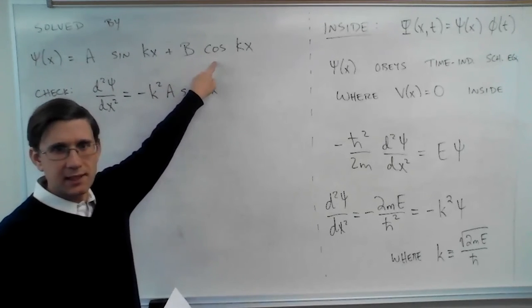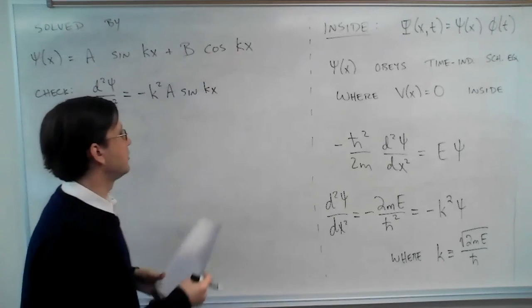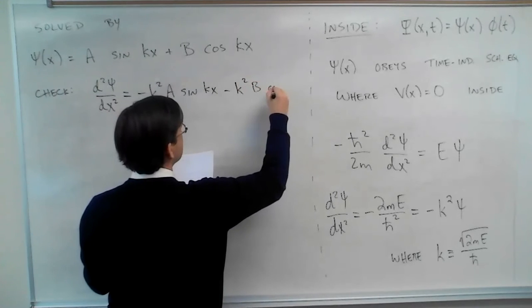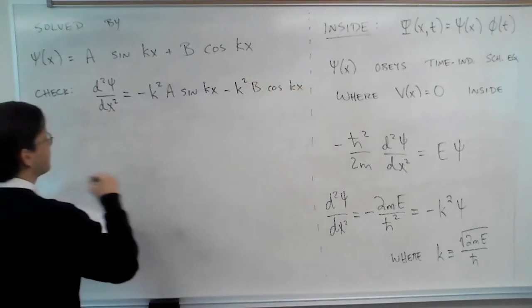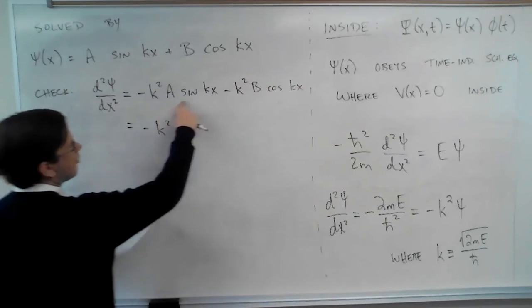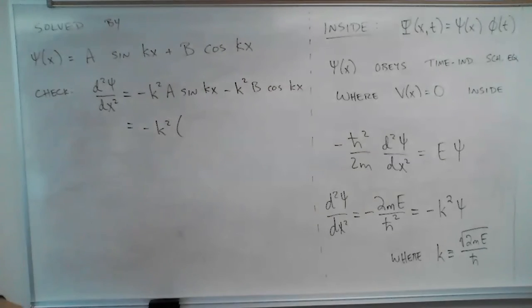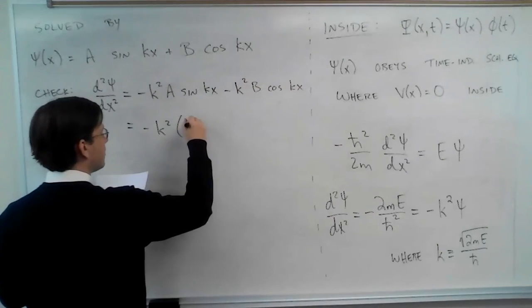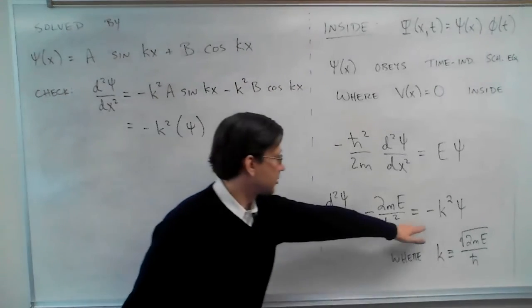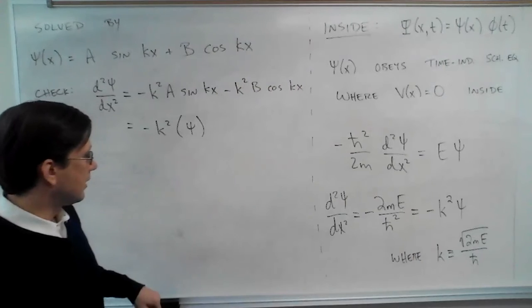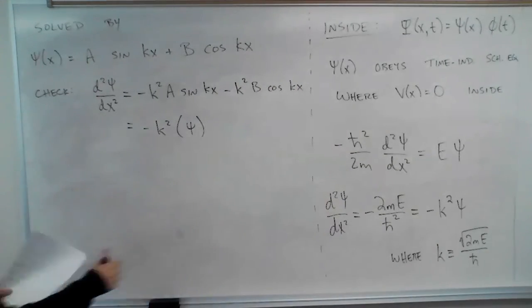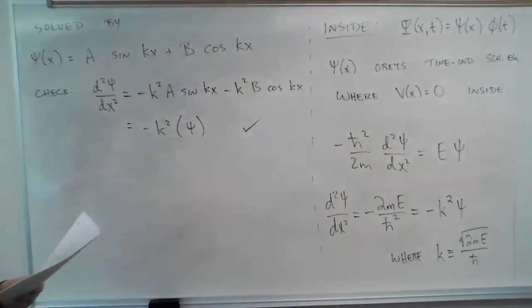Second derivative of cosine gives us minus cosine. And again, we have two factors of k out front. So this is minus k squared times B cosine of kx. And this is exactly minus k squared times our original function A sine kx plus B cosine of kx, which is just the function psi. So exactly like our Schrodinger equation, we end up with the result that d squared psi dx squared is equal to minus k squared psi. So this is indeed the correct solution.